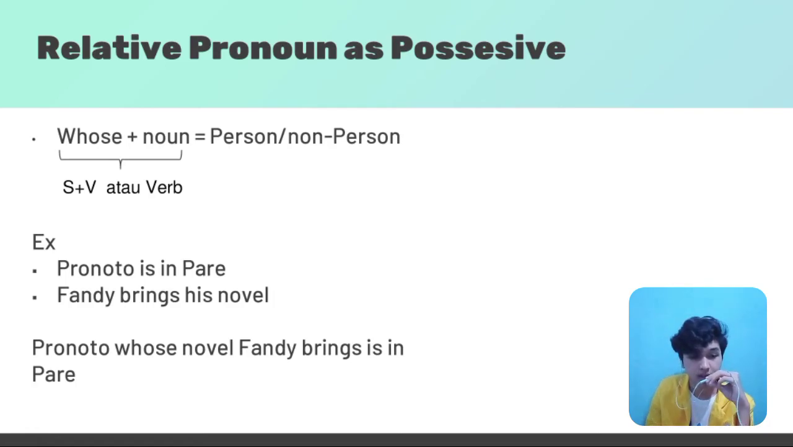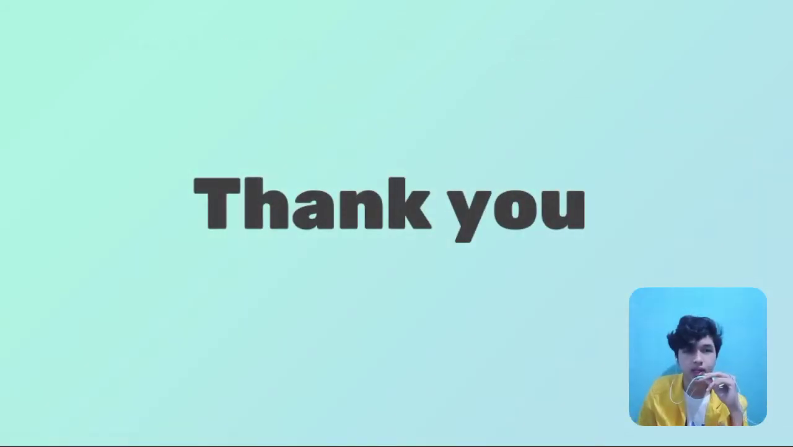Then, if we combine these sentences, it will read "Pranoto, whose novel Fendi brings, is in Paris." So, Pranoto is in Paris, not the novel. Okay, I think that's all I can explain about relative pronoun as possessive.